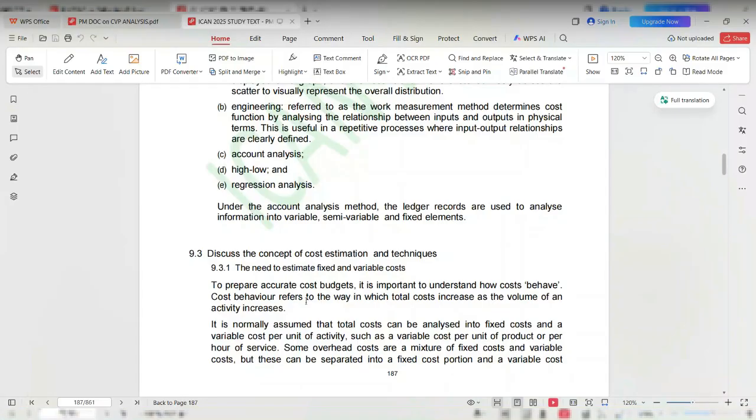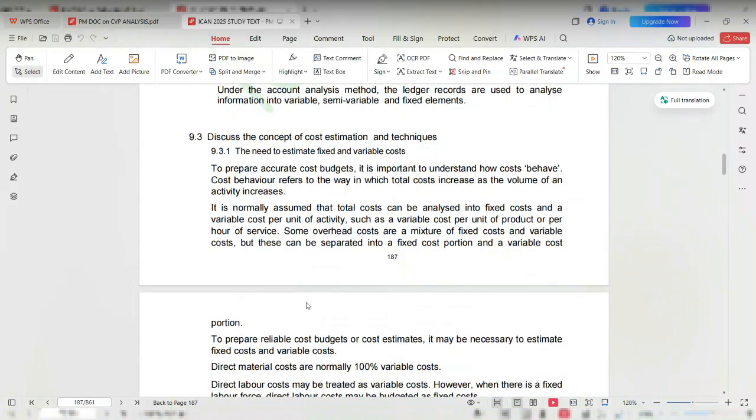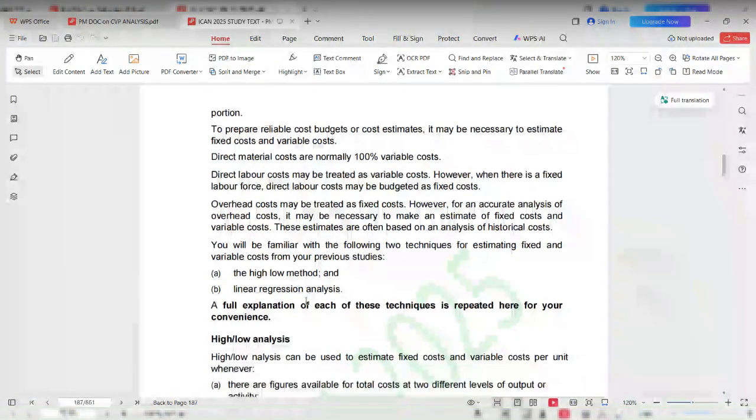So cost behavior means you are trying to analyze or understand the way total cost increases as the volume of an activity increases. It is normally assumed that total cost can be analyzed into fixed cost and a variable cost per unit of activity, such as variable cost per unit of a product or per hour of service. Some overhead costs are a mixture of fixed cost and variable cost, but this can be separated into a fixed portion and variable portion. All these, they are what we have already explained.